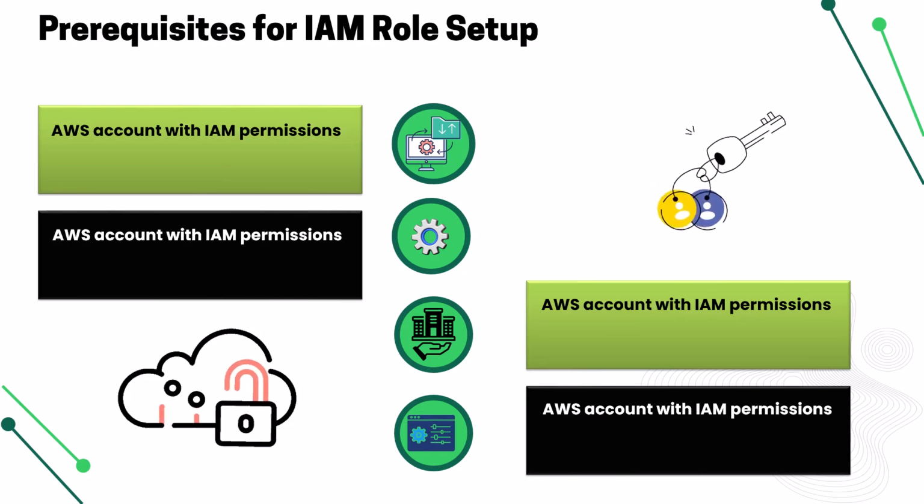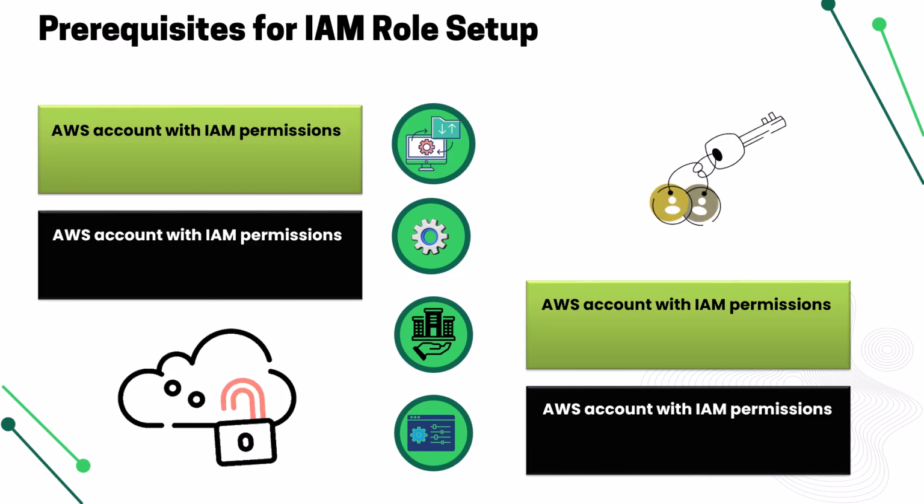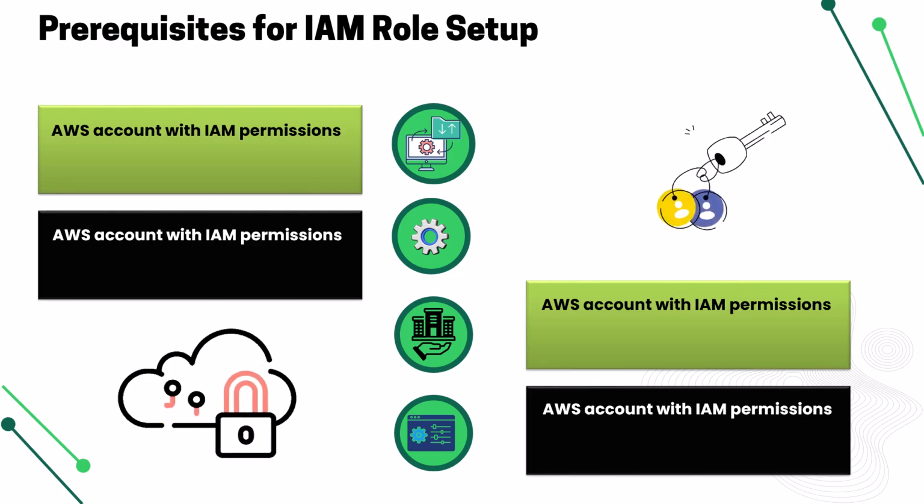Before we jump into IAM role setup, let's check our toolkit. First, you need an AWS account with IAM permissions, because no permissions, no progress. Jenkins should be up and running, ready to take on AWS integration. You'll also need AWS CLI installed for smooth management. And a basic understanding of IAM policies will ensure we're not just pressing buttons and hoping for the best.